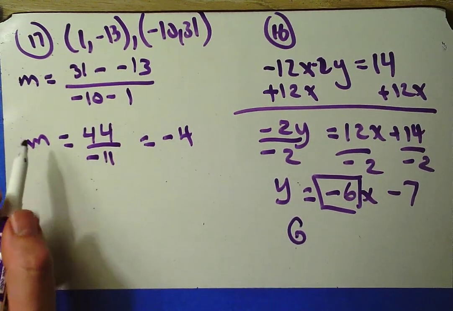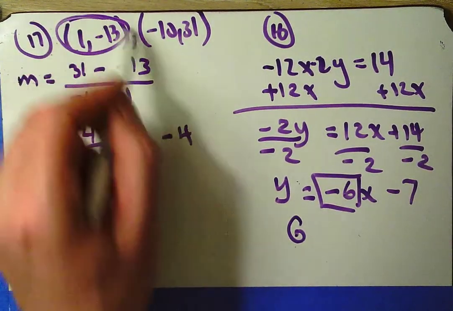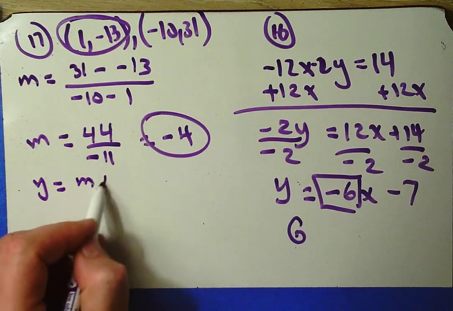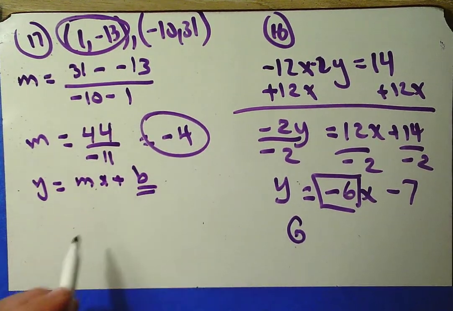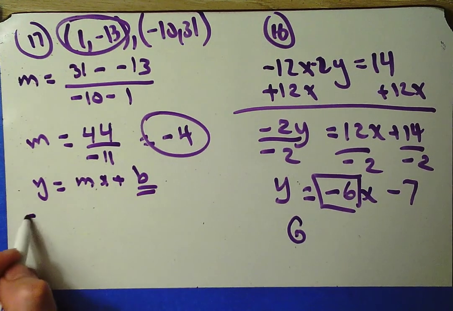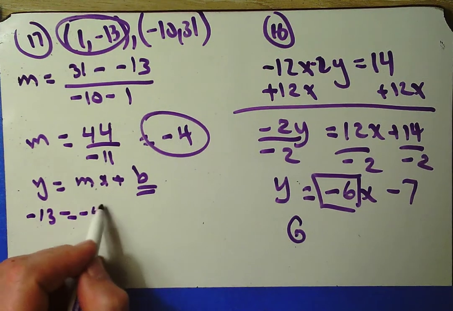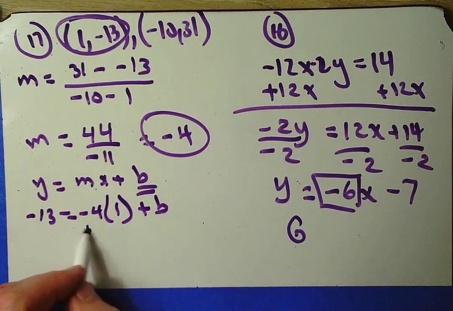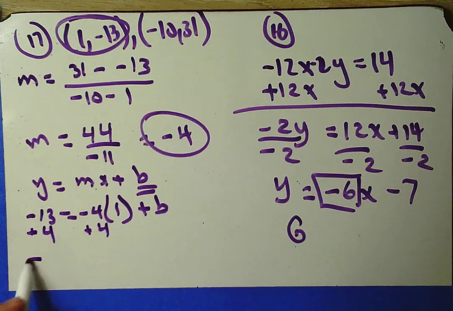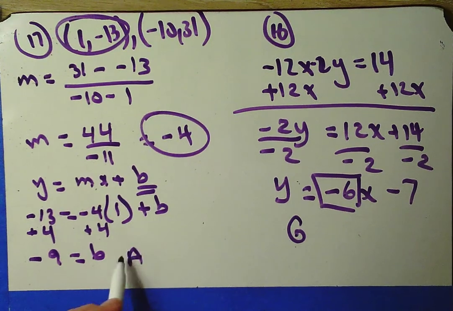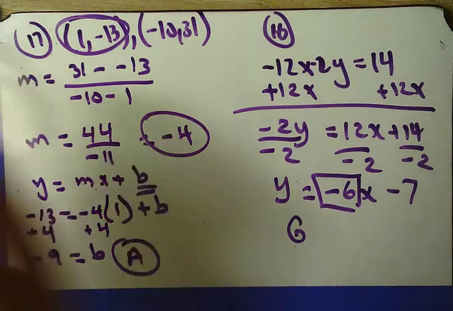So if I plug in an ordered pair and the slope into y equals mx plus b, I should be able to find the y-intercept, or b. So I'm going to have negative 13 equals negative 4 times 1 plus b. And when I add 4 to both sides, I get negative 9 equals b. And that's choice A for number 17. Number 18.